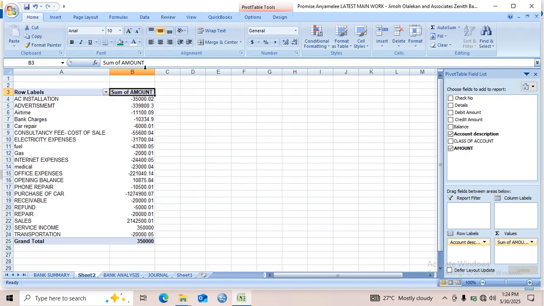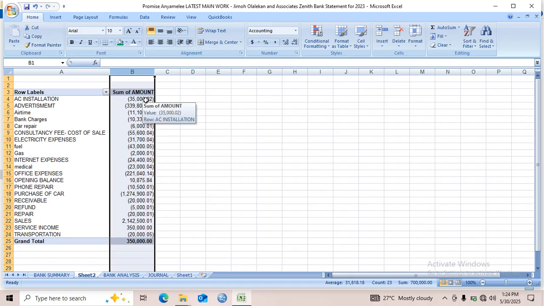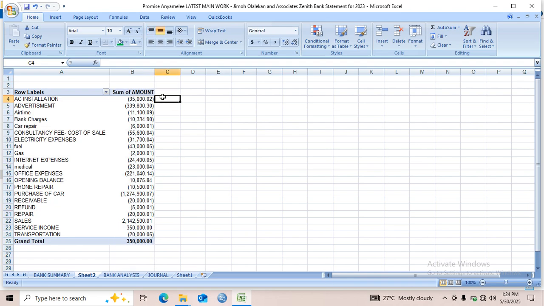So let's click this B and click this comma here. It will change all the ones that are negative to bracket, and the ones that are negative are the ones that when money went out, which are the expenses or also the assets. So if you want, you can come under here and write the class of accounts, but we don't need that. But if you want, you can do it. So that is how we create the summary of the account.